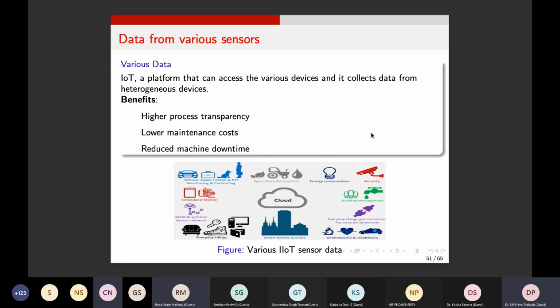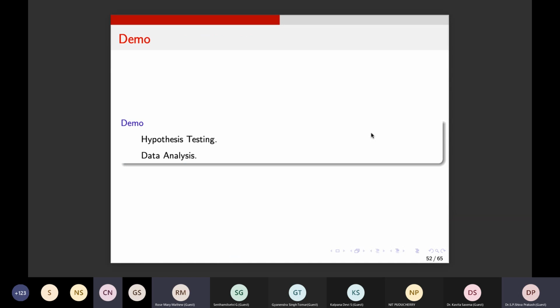One best example is like vehicle automation, right? And also construction telematics, where certain devices like equipment and trucks are equipped with sensors, geotagging sensors, right? Which helps us to monitor those trucks, right? The benefits of IoT when we use it in industries are higher process transparency and also lower maintenance costs. It reduces the machine downtime, right?